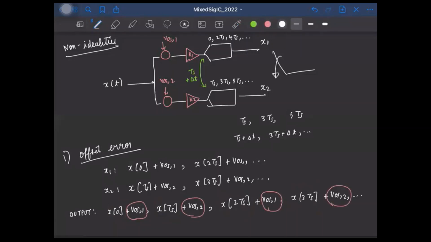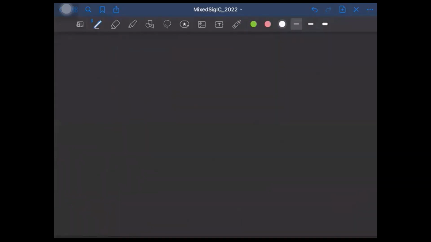So if you look at this error signal, if I call it some E of n, how is it looking? It is essentially VOS1 and VOS2 getting repeated periodically. VOS2, and it simply repeats. Okay. And obviously, if I plot it, it will look like this, right? So this is, let's say, VOS1, this will be VOS2, and so on, right?